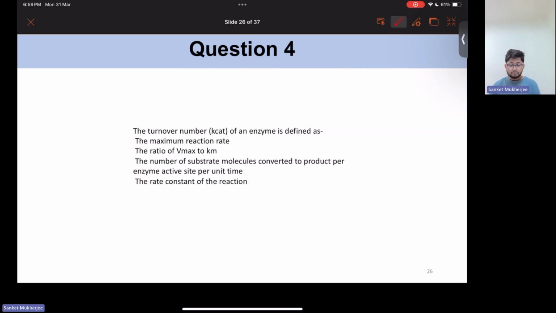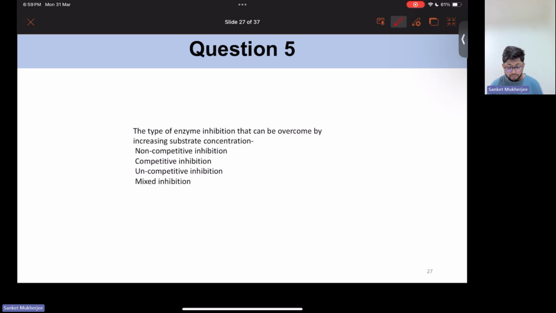The turnover number of an enzyme is defined as the maximum reaction rate, the ratio of Vmax to Km, the number of substrate molecules converted to product per enzyme active site per unit time, or the rate constant. So it is the number of substrate molecules converted to product per enzyme active site per unit time. The type of enzyme inhibition that can be overcome by increasing substrate concentration happens in case of competitive inhibition.